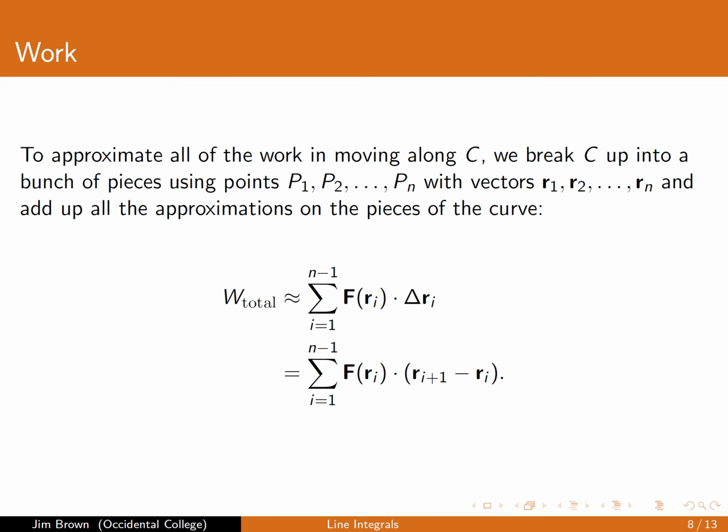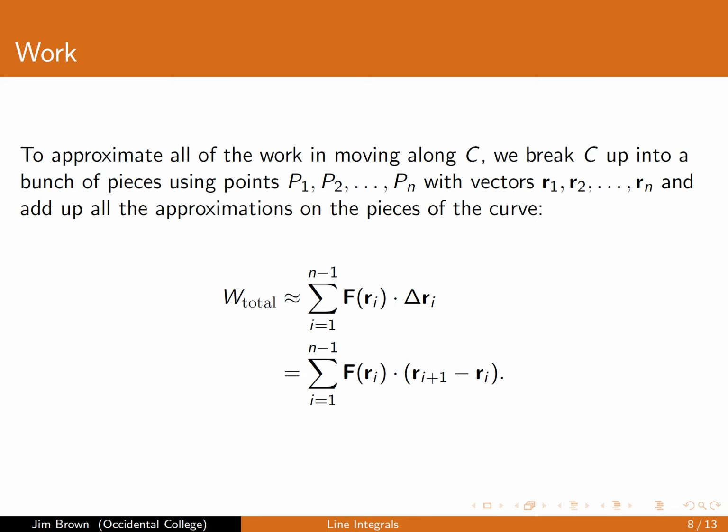For each little piece of the curve, the work is approximately f of ri dotted with delta ri. Here delta ri is ri plus 1 minus ri. And we add all of those up, so we have a bunch of different displacement vectors approximating our curve. Even though our curve is not a bunch of lines, we're approximating it with a polygon composed of these different displacement vectors. So this gives us an approximation to the total work.